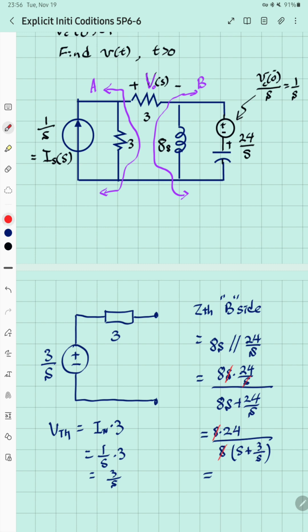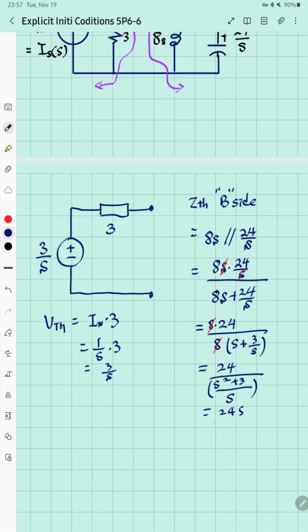You end up with, oops, I'm going to write it right. 24 over S squared plus 3, which is 24S over S squared plus 3.